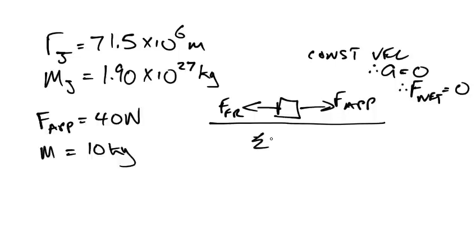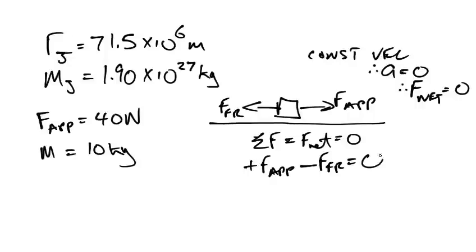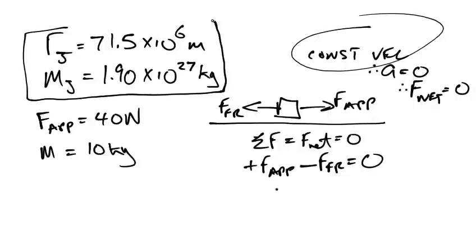Okay? So if you go sum of the forces is equal to F net, which is 0, that means you've got positive F applied minus force of friction equaling 0. Therefore, obviously, they must be equal and opposite to cancel each other out and produce constant velocity. It says, what force would be required to pull the same wooden block across the same glass surface on the planet of Jupiter? Now, conveniently here, I have the radius and the mass of Jupiter.